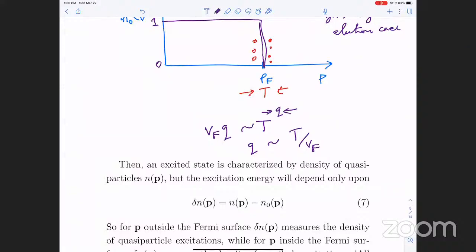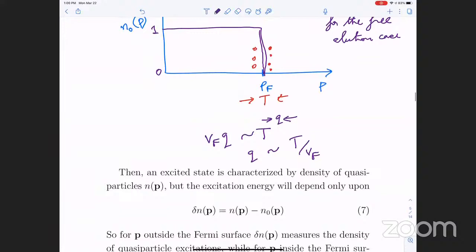I see. So you mean that the fluctuation at low temperature would be only tangent to the sphere, that doesn't change the magnitude of the wave vector?